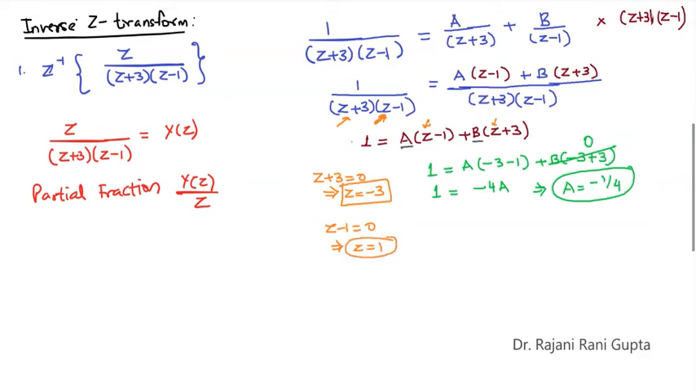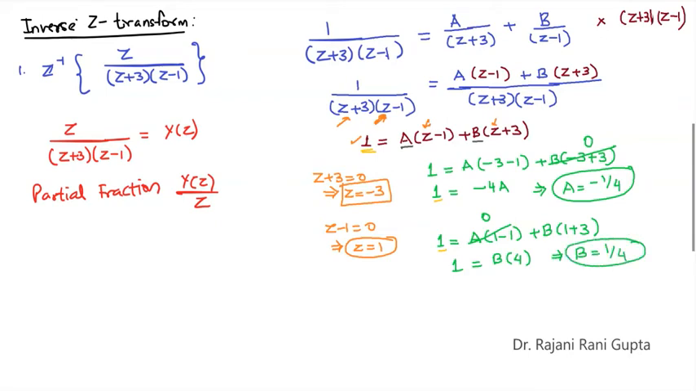Now substitute this value again in this equation. This gives 1 equal to A times (1 minus 1) plus B times (1 plus 3). You can see the left side is not changing, it's constant. Since 1 minus 1 is 0, cancelling out the A term, we get 1 equal to B times 4, which gives the value of B as 1 over 4.